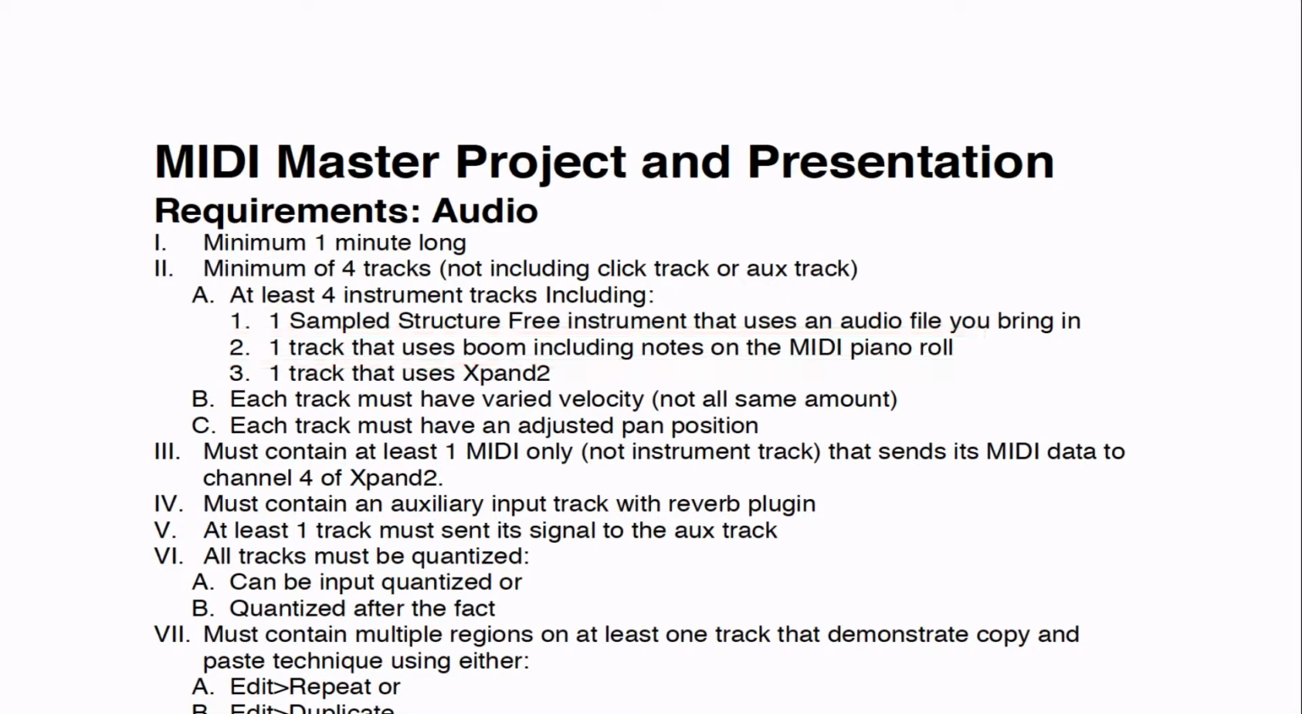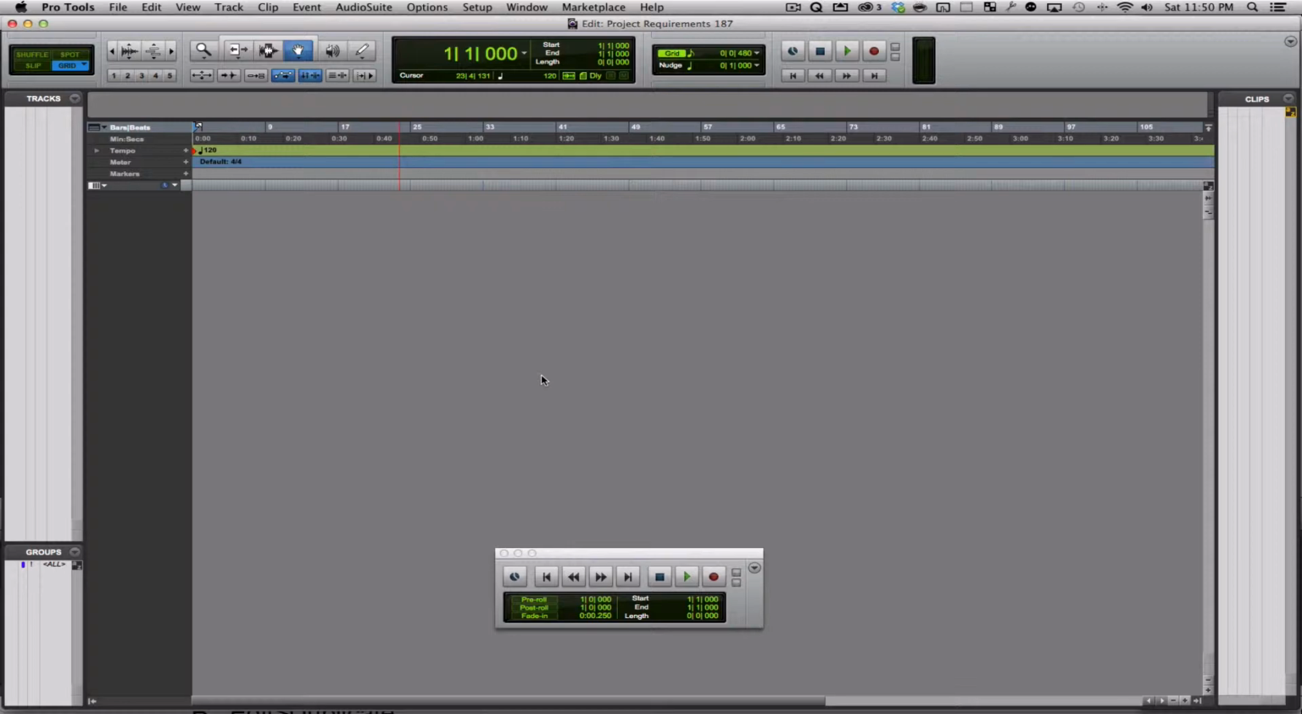Here on B, it says each track must have varied velocity. That means that the notes entered can't all be the same loudness. So it forces you to deal with editing the loudness of the instruments or just playing it in real time, which will automatically make it so that you have varied velocity. On part C, it says each track must have an adjusted pan position. Pan means the placement of audio in the stereo field. How far left is it in the speaker? Or how far right is it in the speaker? So let's look at those at the moment.